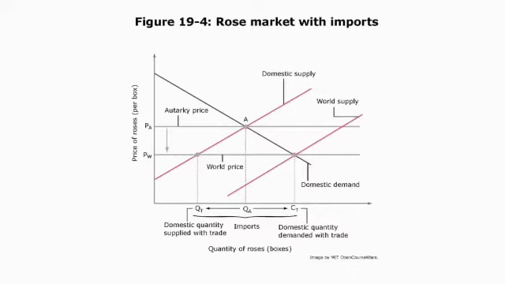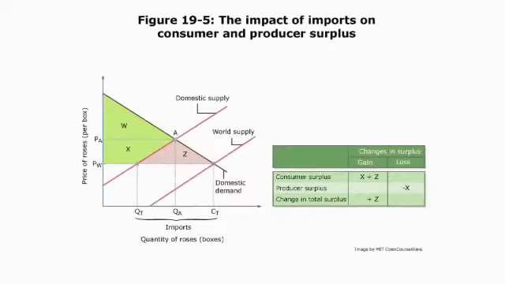Well, what are the welfare implications of that? Well, let's go to figure 19.5. And what you can see is we can show you the welfare implications. Previously, consumer surplus was W. Producer surplus was X plus that other white triangle below X. Now, what's happened? Consumer surplus has gone up by X plus Z, because consumers have gained that entire trapezoid, X plus Z.